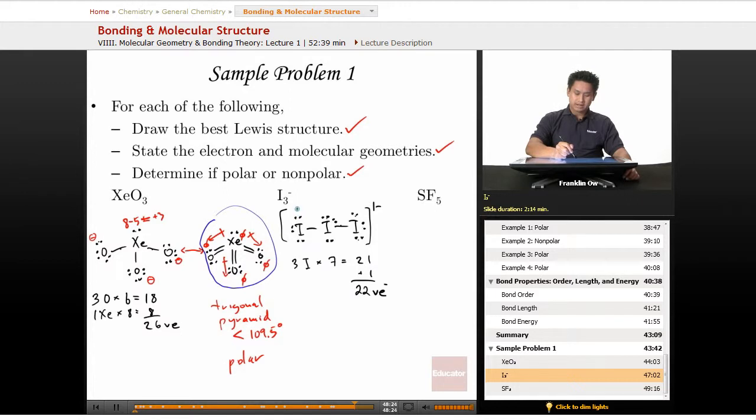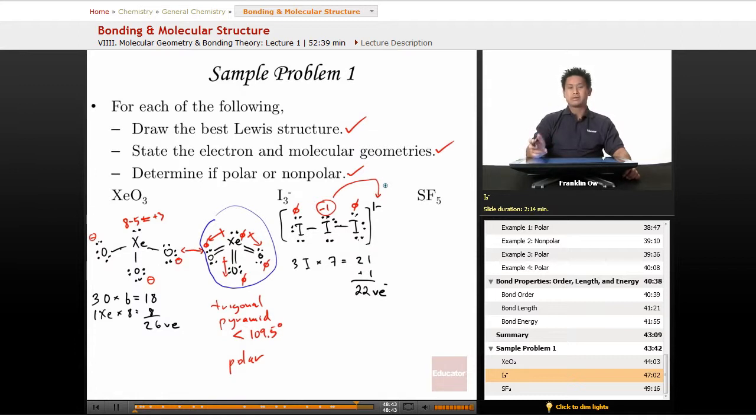This iodine here on the left has a formal charge of 0. This one on the right has a formal charge of 0. And this one in the center has a formal charge of -1, everybody. And does everything add up to the overall charge? The answer is yes. And so this is a valid Lewis structure, everybody.